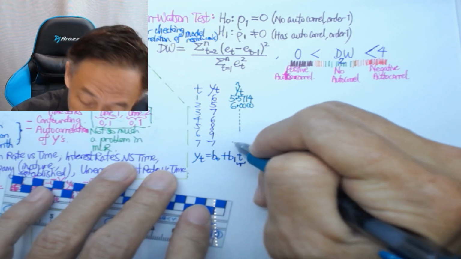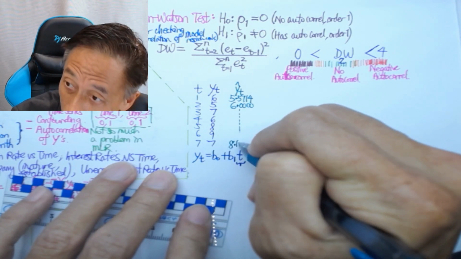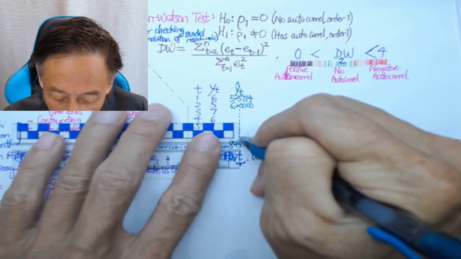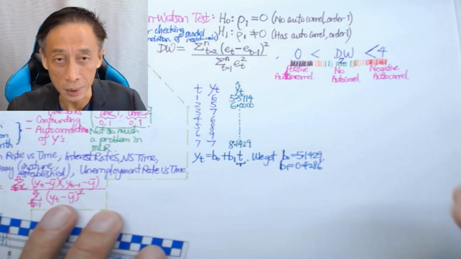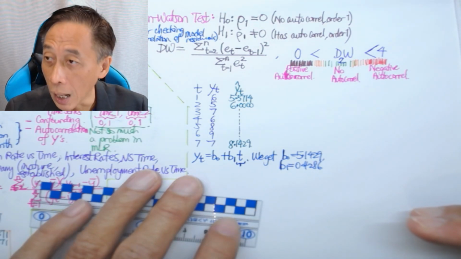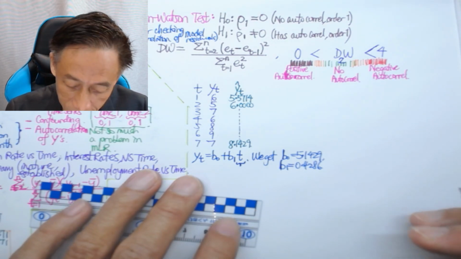Okay, maybe the last one, 8.1429, rounding to 4 decimal places. But if you have more decimal places, please keep them. So we have these, all right? Then we have the errors.